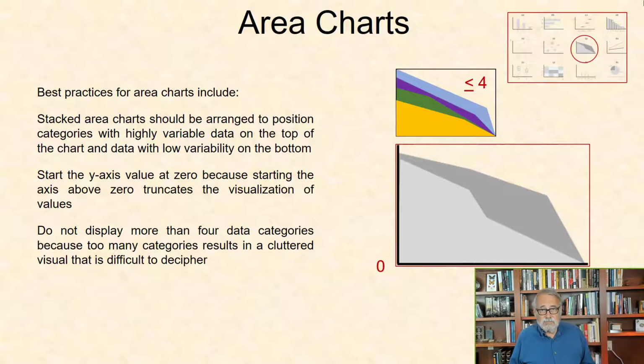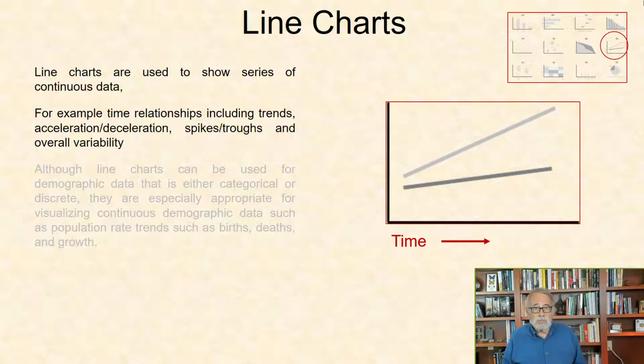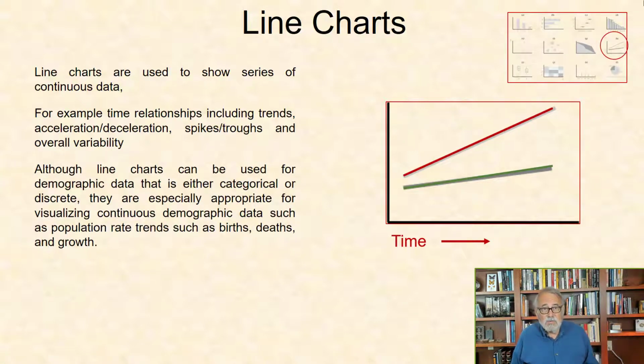Line charts are used to show series of continuous data, for example, time relationships including trends, accelerations and decelerations, spikes and troughs, and overall variability. Although line charts can be used for demographic data that is either categorical or discrete, they are especially appropriate for visualizing continuous demographic data, such as population rate trends, such as births, deaths, and growth.